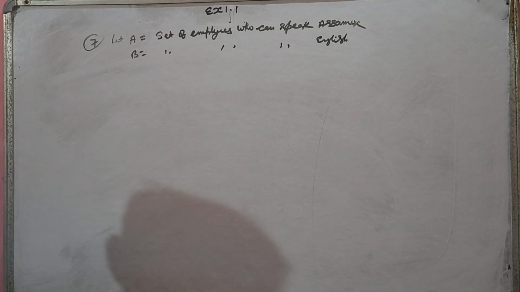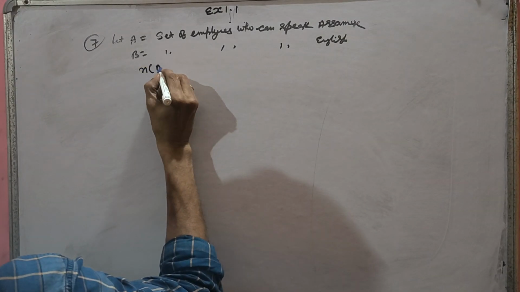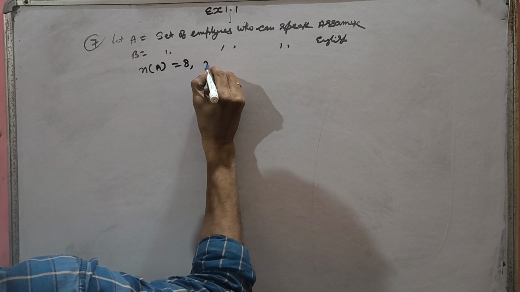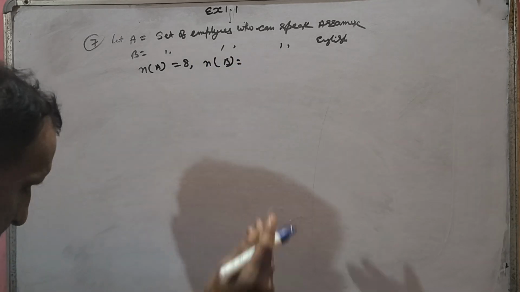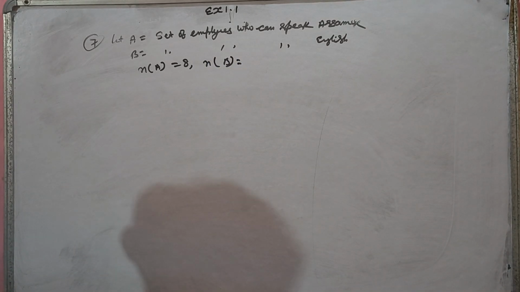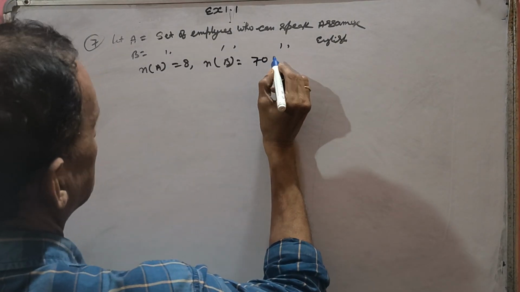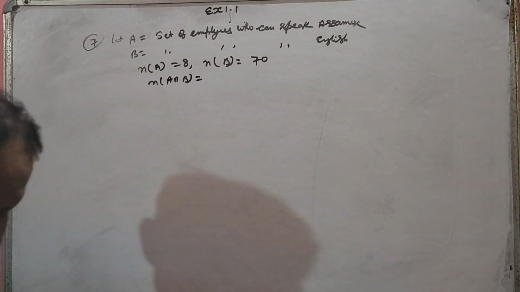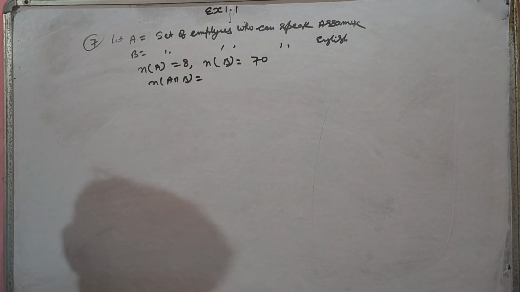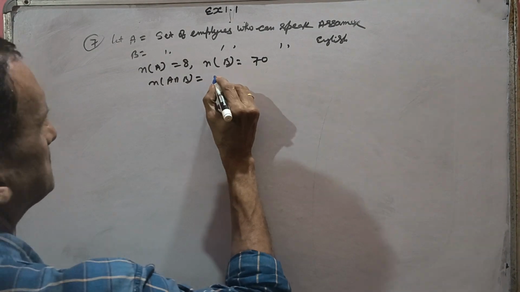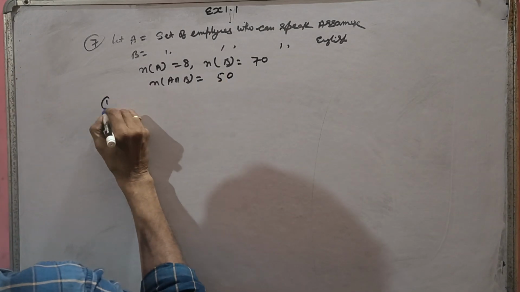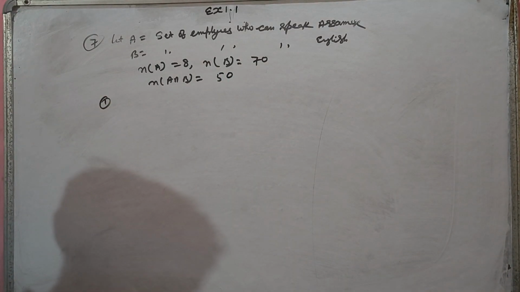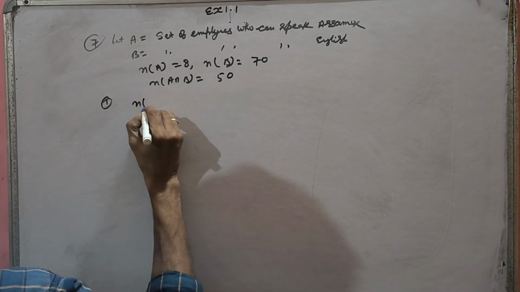So what is given? n(A) is given 80, and n(B) is given 70, and both, meaning n(A intersection B), is 50. In part 1 we are required to find the total number of employees, that is n(A union B).